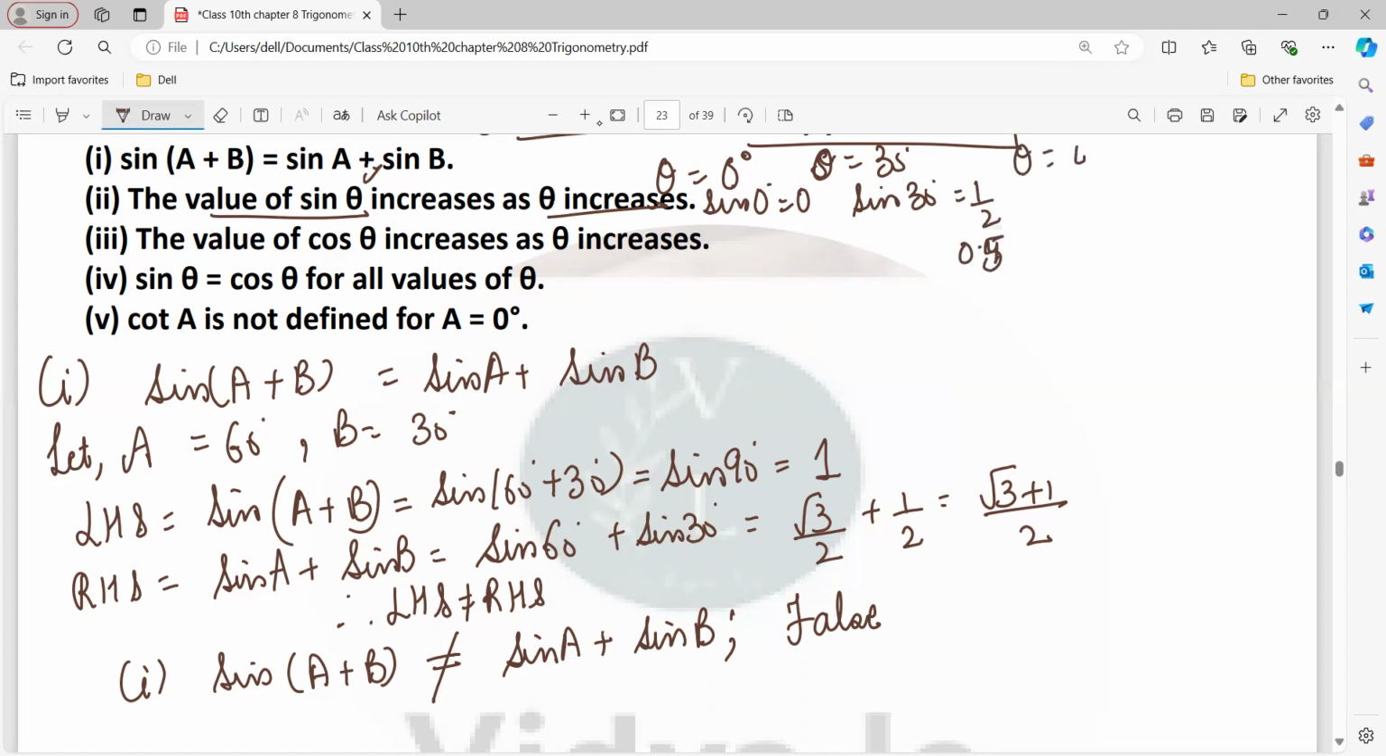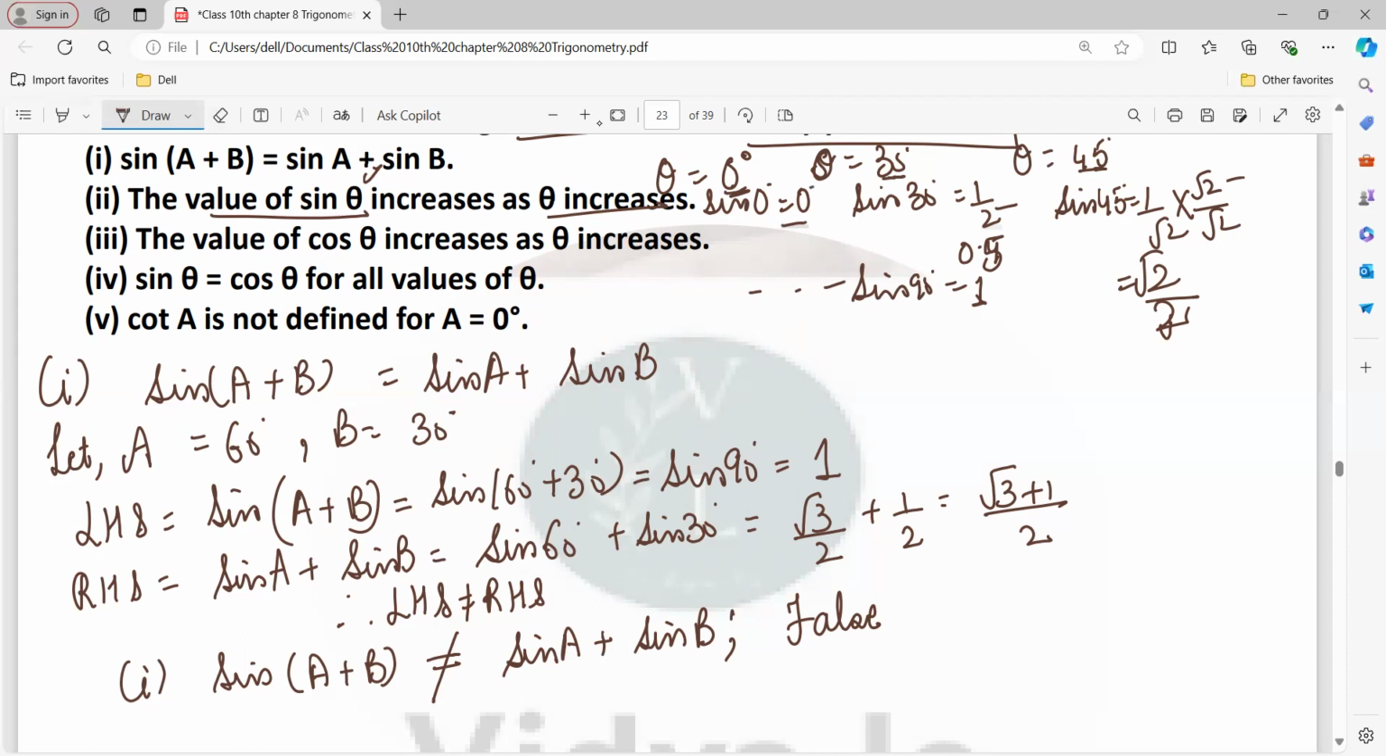Let's take theta equals 45 degrees. Sine 45 is 1 by root 2. If I rationalize it, it is root 2 by 2, which is again greater than 0.5. And similarly, the last one, if I take sine 90, which is 1. So we can see the values are increasing. When we are increasing the values of theta, the sine values are also increasing, as sine 0 is 0.